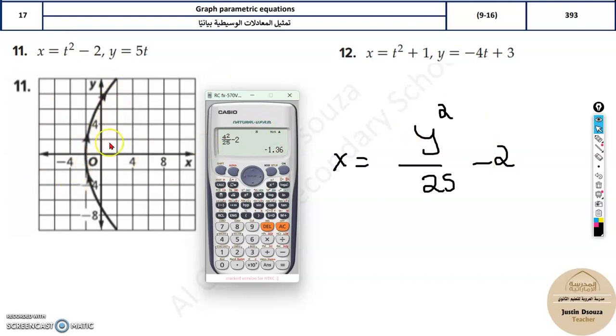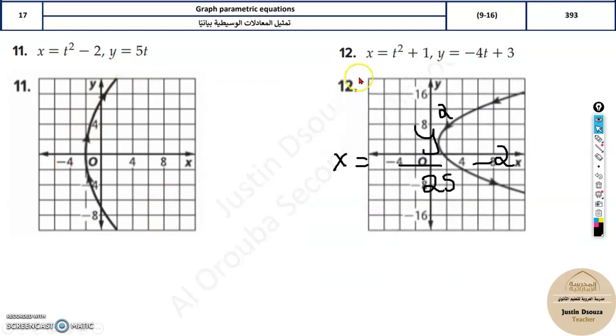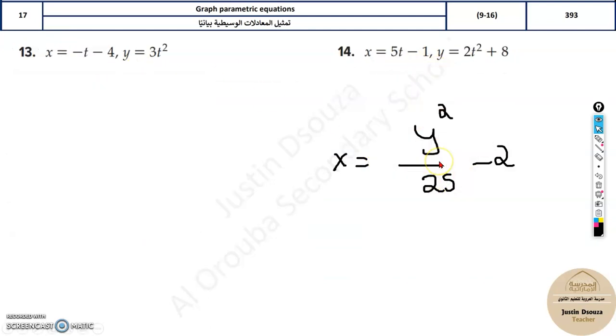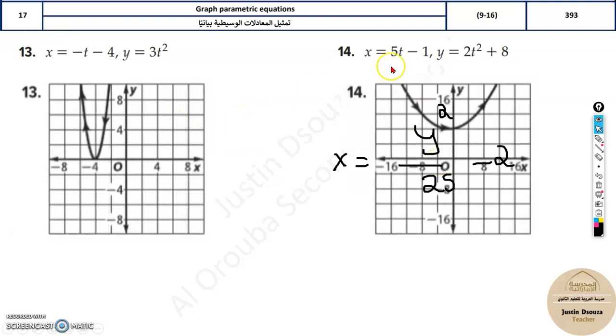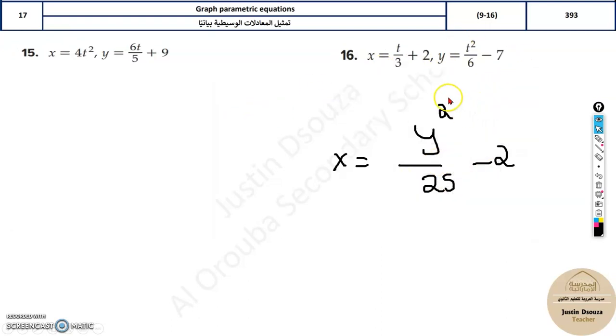So when y was 0, you found this. You can try, for example, when y is 4 or 2, and try to get at least one or two values, up to three values. Easily you can determine which is the graph. Same way this one is over here. You can find it. And this just continues. The same method is employed everywhere.